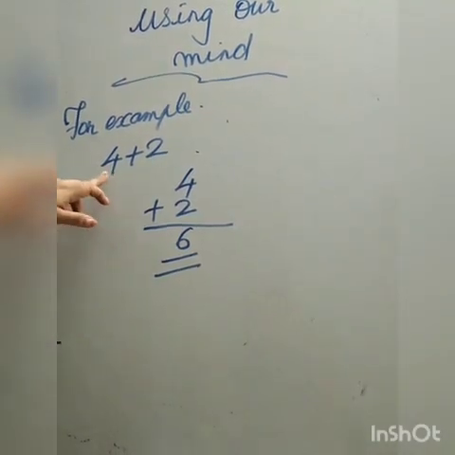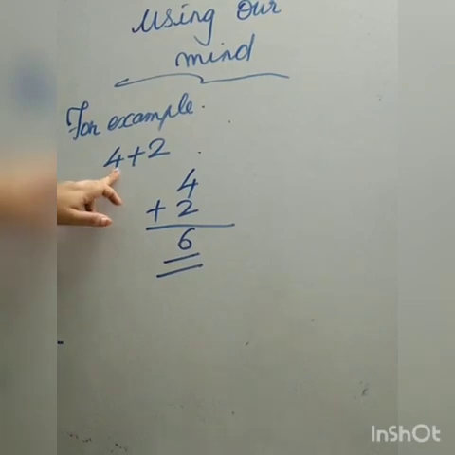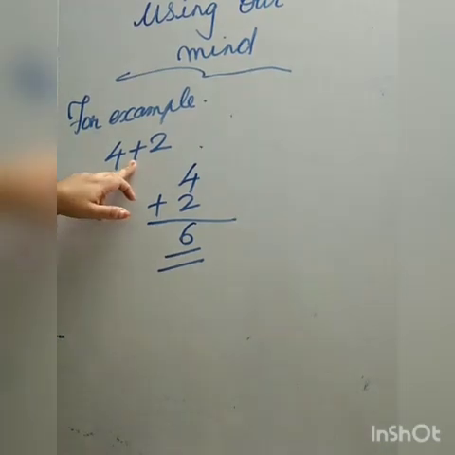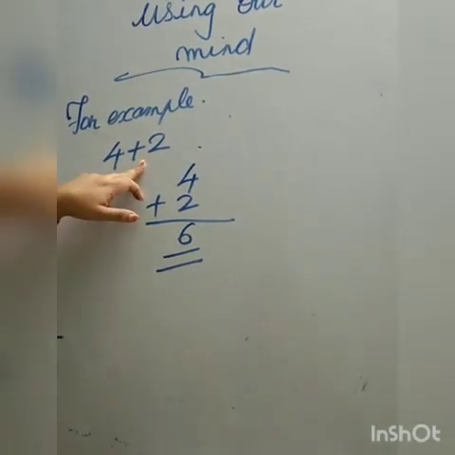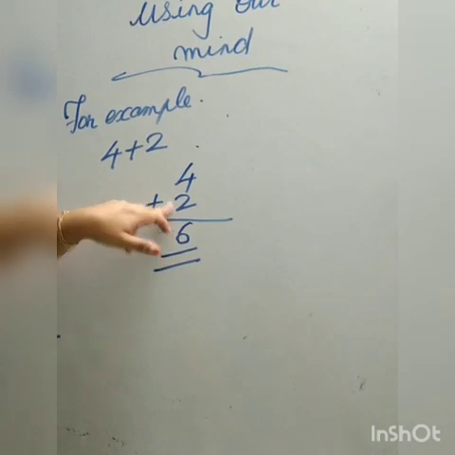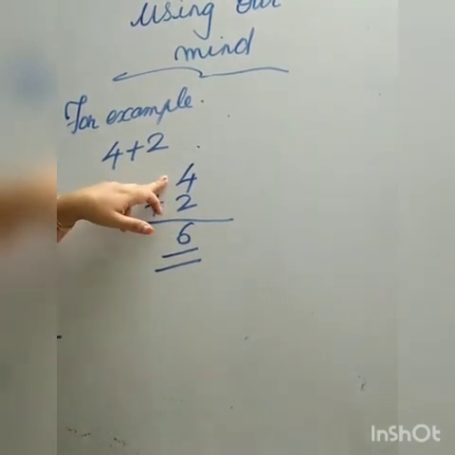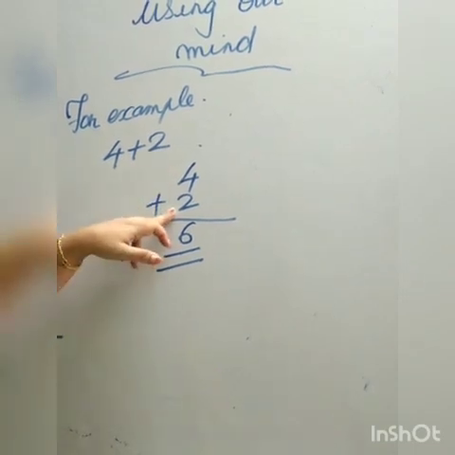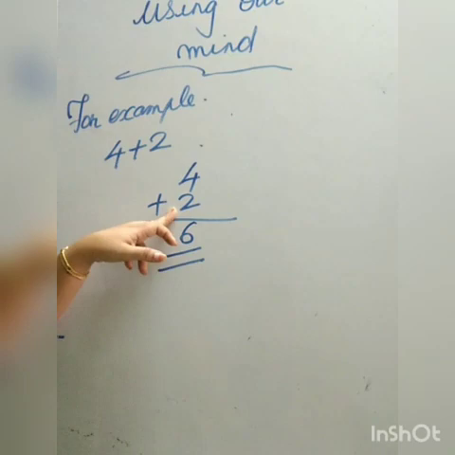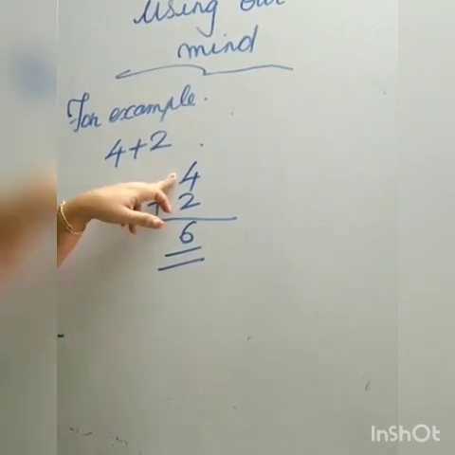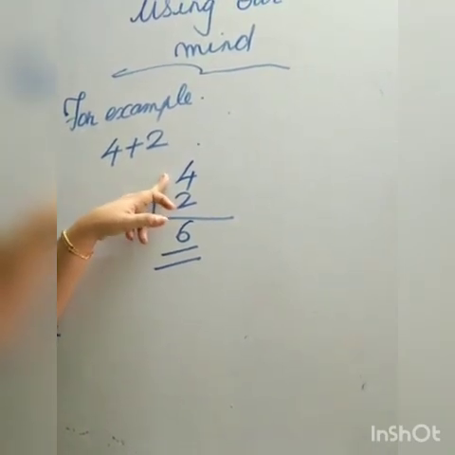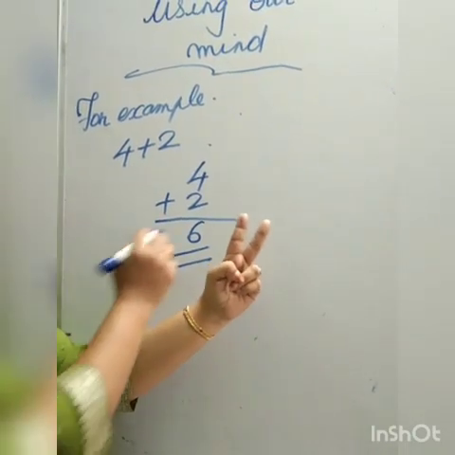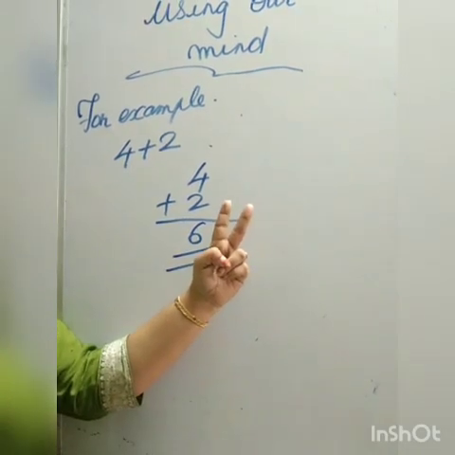Listen. Here I have written two numbers, 4 and 2. We have to add these numbers. 4 plus 2. Here which is the biggest number? 4 is the biggest number, right? Which is the next number? 2. So keep the biggest number in your mind. 4 keep in your mind and take out the next number, the smaller number, in your finger.